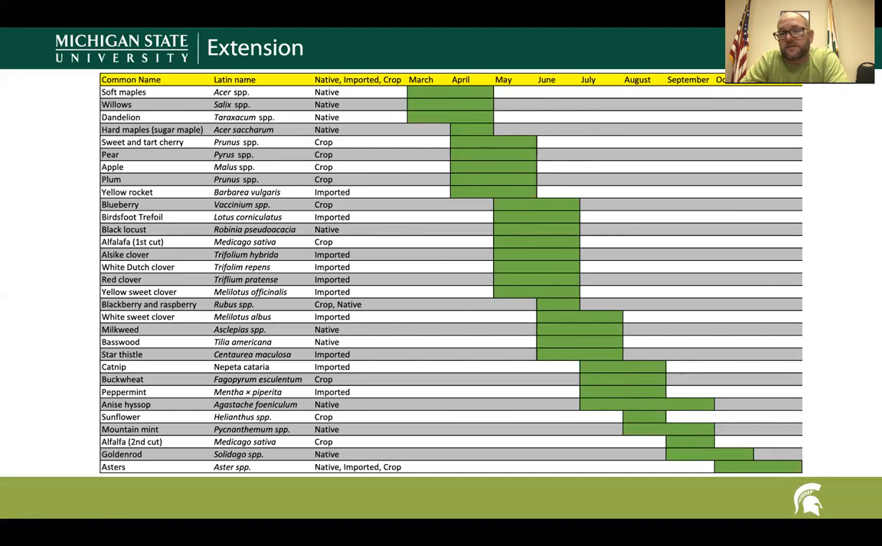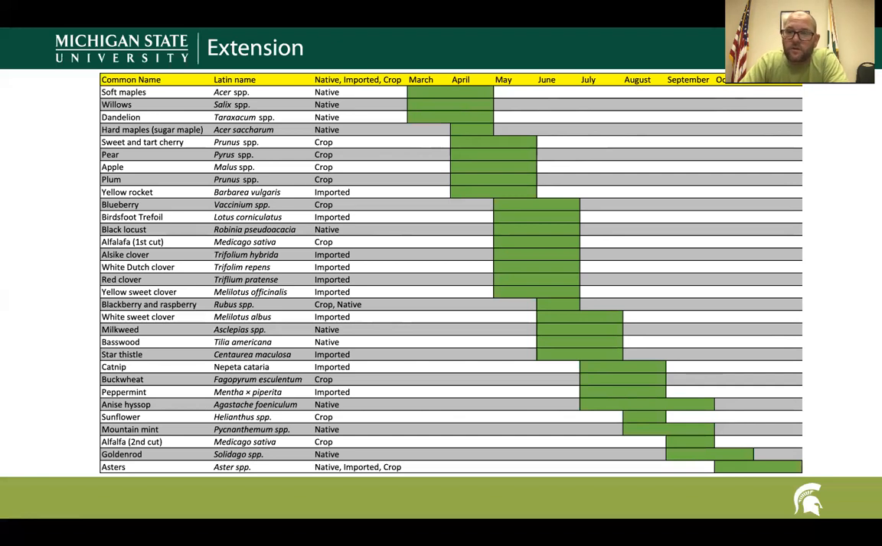I will say this though, you need to take stock of plants that are important to honeybees and be able to identify them, because you're going to want to analyze what's in your landscape already. If you've already got good resources in your landscape, you may not need to add some of these.